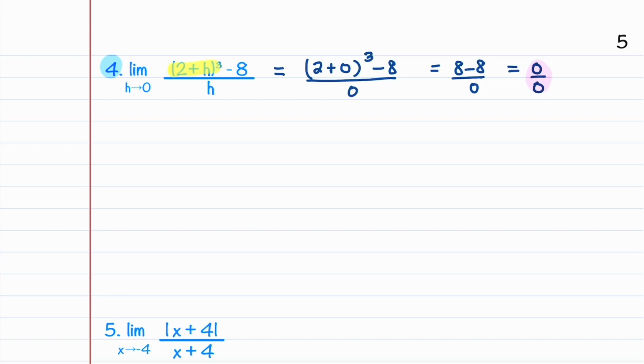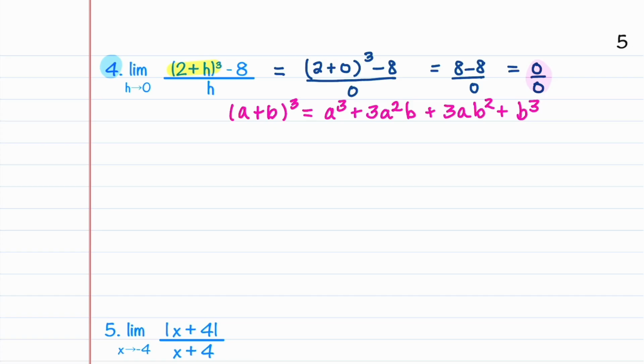Notice in this problem that we have 2 plus h raised to the third power. Whenever you have a limit with an expression raised to a power, you can often evaluate it by multiplying out that power and then hoping that some terms cancel. We're going to begin by multiplying out 2 plus h cubed. You may not remember that formula, so let me go ahead and write it down. A plus b quantity cubed is a cubed plus 3a squared b plus 3ab squared plus b cubed.